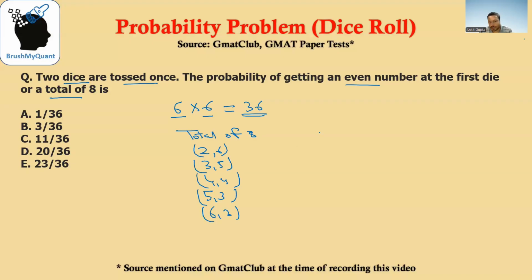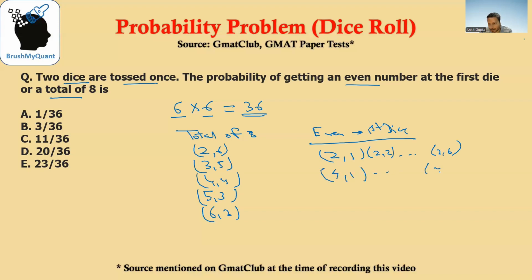Now let's see what the options are when we have an even number in the first die. If we have an even number in the first die, then we can have 2 in the first die and any one of the 6 numbers on the second die. So we have 6 possible cases here. It can be 2, 1, 2, 2, all the way till 2, 6. The same goes with getting a 4 in the first die, so we again have 6 cases. And when we have 6 in the first die, again we have 6 cases.